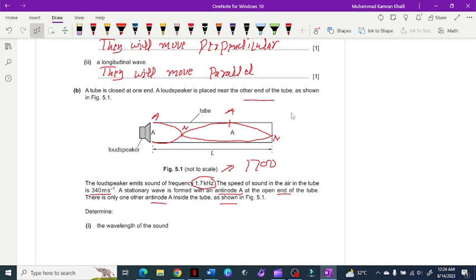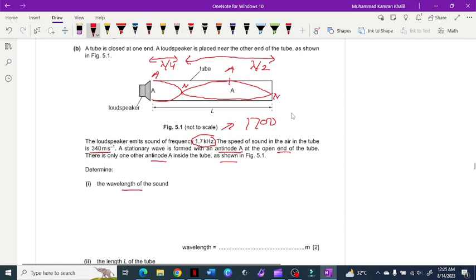Now this is the half wavelength with respect to the stationary wave, lambda by 2, and the distance between node and antinode is lambda by 4. This is what we got from the given statement and the values which we have assigned on the diagram. Calculate the wavelength of the sound. So we will apply the formula V equal to F lambda.